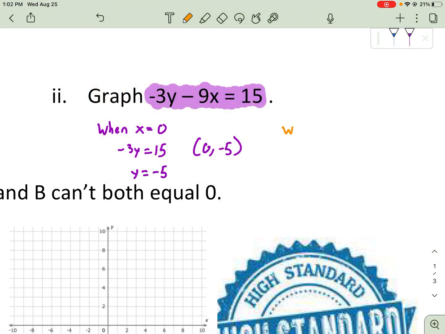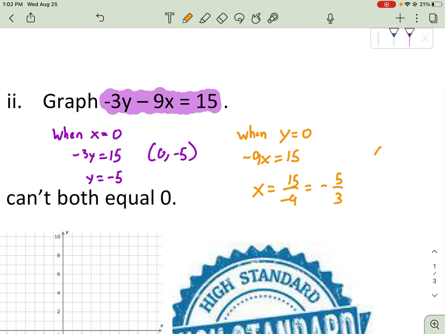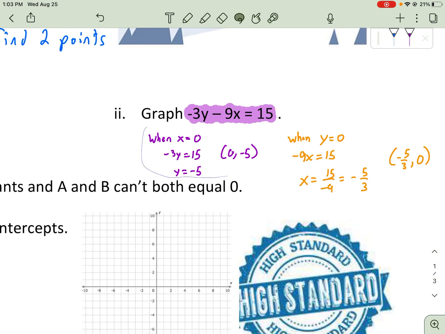Then we have when y equals 0. Again, you can choose any number for either variable. It's just 0 is the easiest in my mind. So when y equals 0, this cancels out. It's going to be negative 3 times 0, which is 0. And you get negative 9x equals 15. Divide both sides by negative 9, and you get x equals 15 over negative 9, which if you reduce it is going to be negative 5/3. So we're going to have to estimate that one. But we do have the point negative 5/3, 0. So we're going to have to estimate that on the graph, though, because it's not a whole number.